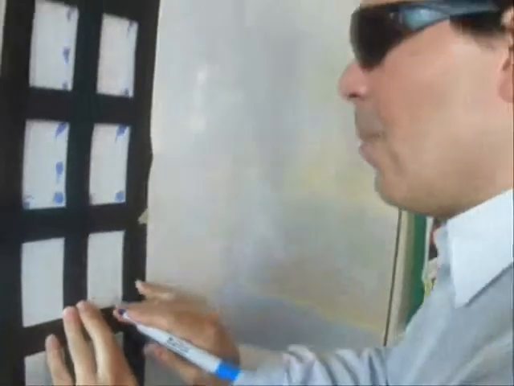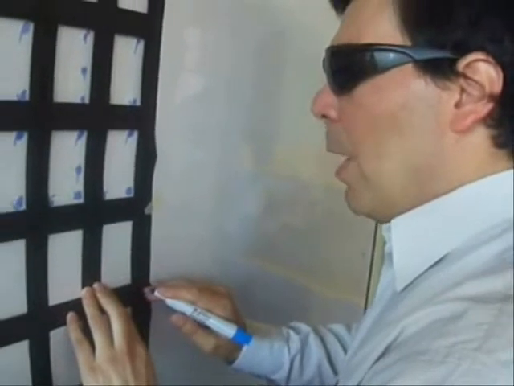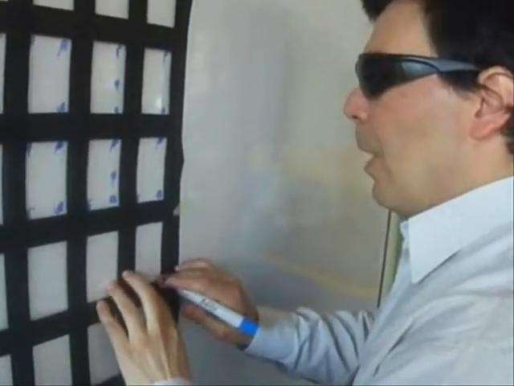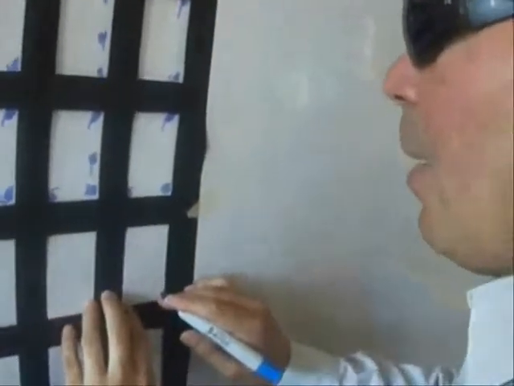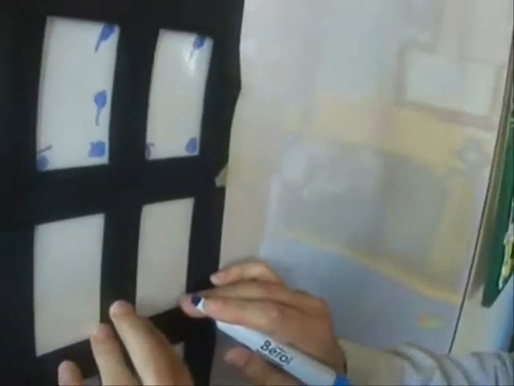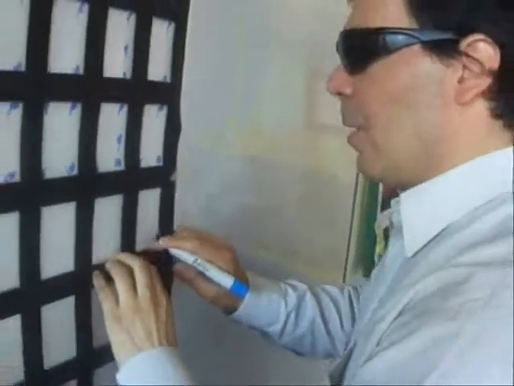How do we write numbers? Well, the numbers from 1 through 0 are represented by the same dot patterns of letters A through J, respectively. But how do we differentiate?